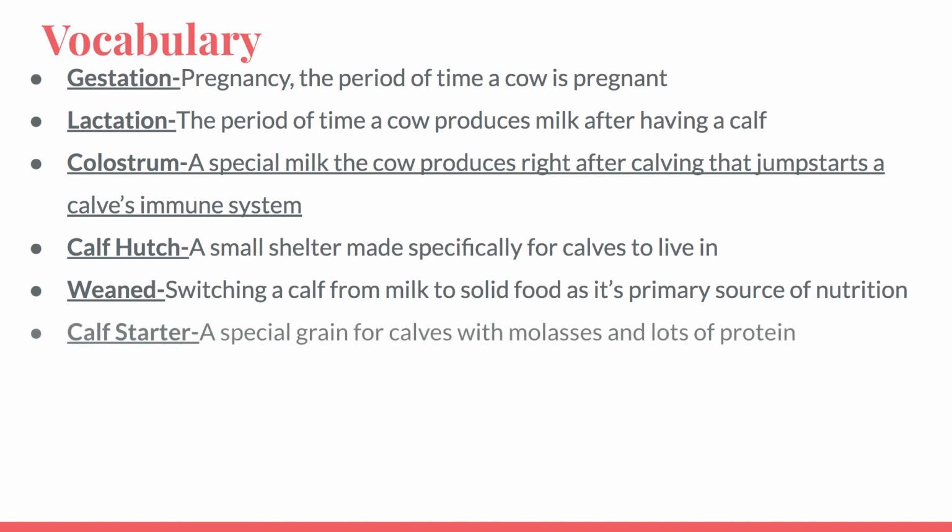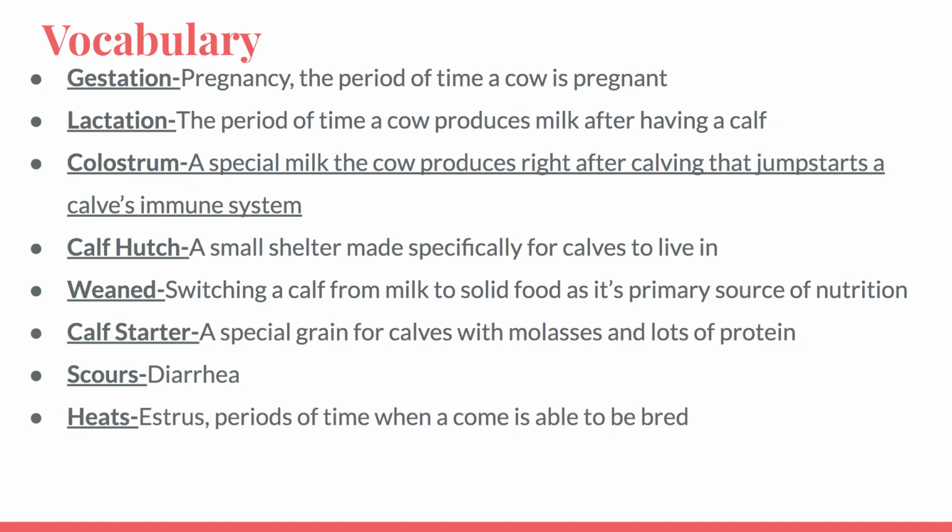Next up, calf starter. This is a special grain for young calves. It has molasses and lots of protein in it. Calves are just like kids, guys. They like sweet things, hence the molasses. Scours, another word for diarrhea.